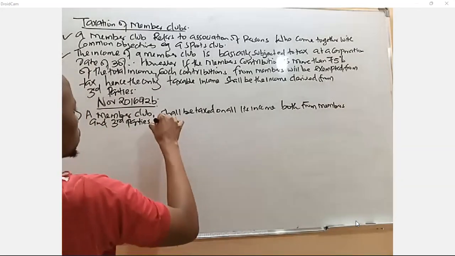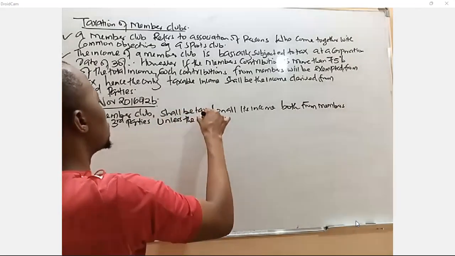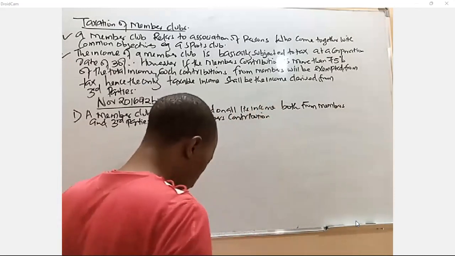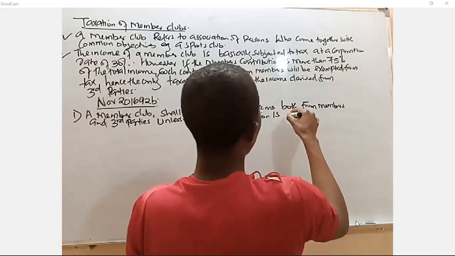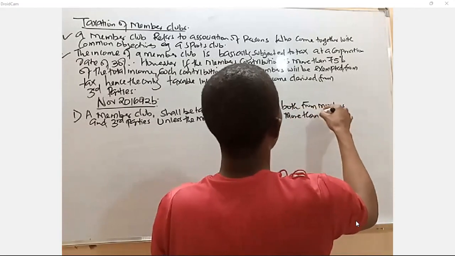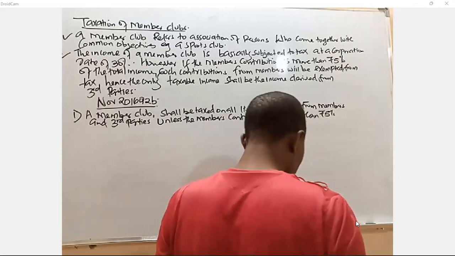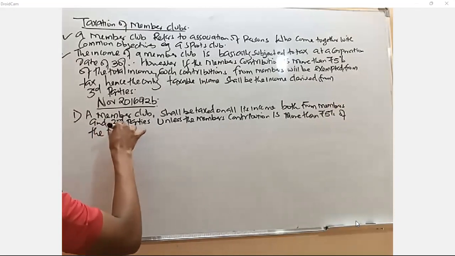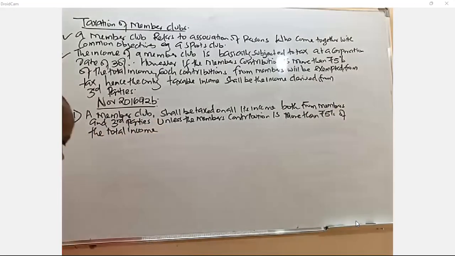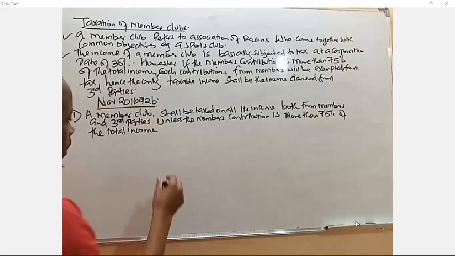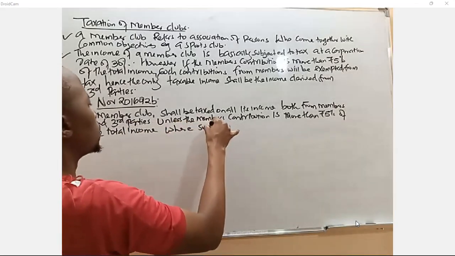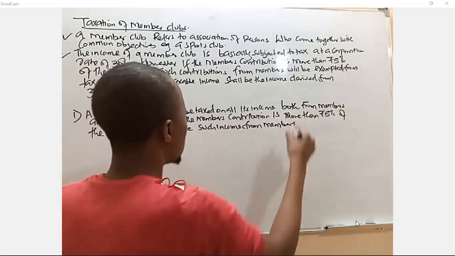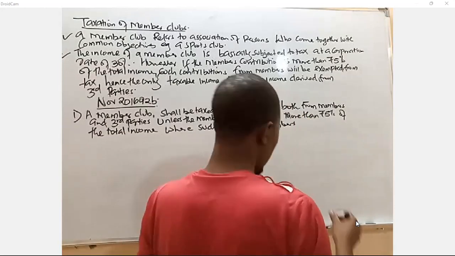And where the members' contribution is more than 75% of the total income, such income from members will be tax exempt.